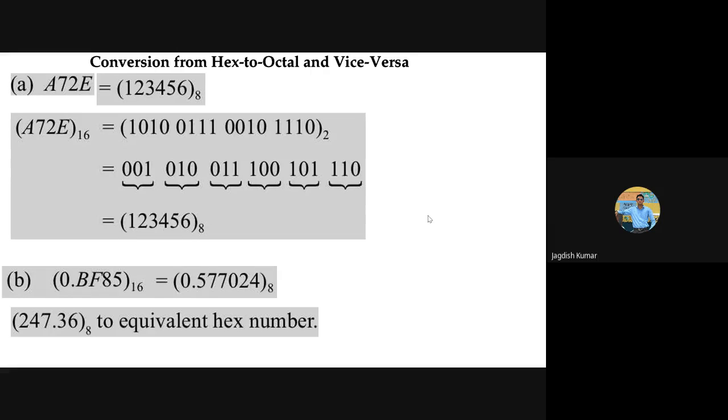Okay, one more. Now, this is the other way around. The conversion is the other way around. Now I am giving you a number in the octal number system, and you are required to convert it into the hexadecimal number system. Let us see what you get out of it. Yes, go ahead. 247.36 to the base 8. It's in the octal number system.